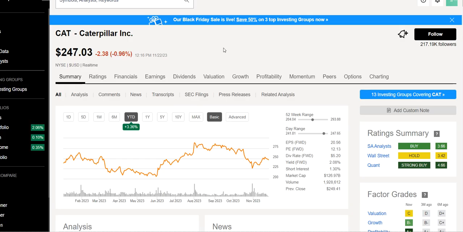The company I want to talk about today is Caterpillar. This is the company that you guys have asked me to look at recently. Year to date, it is up about 3%. It has a PE right now of 12. If we look at the financials first, then I'll come back to that.